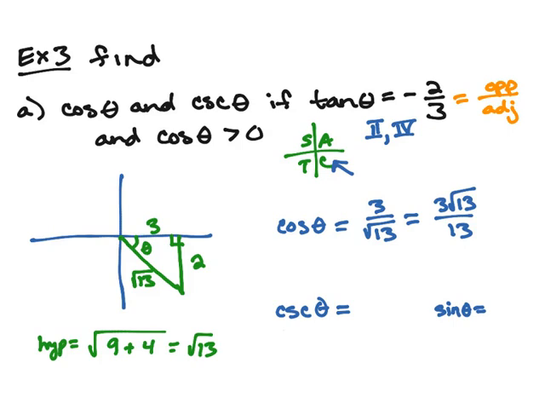Now sine is going to be opposite over hypotenuse, so we're going to get 2 over the square root of 13. And in quadrant 4, where cosine is the only thing that's positive, we're going to say this is negative. And I don't have to rationalize that one because they didn't ask me about sine, they asked me about cosecant. So we've got that, we can take the reciprocal, and we'll have our answer for cosecant.